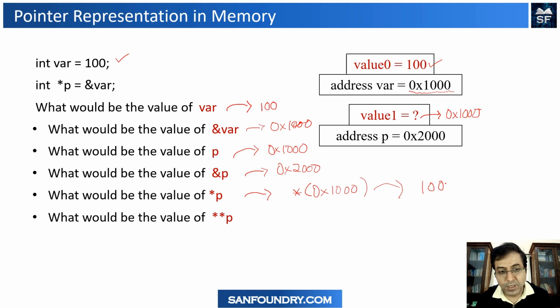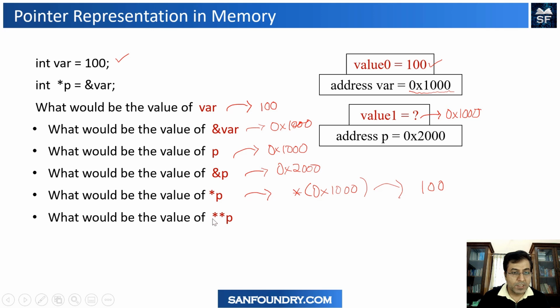And then what's the value of star p? We already know that it's a two level of indirection, so we always read it from right to left. Go into the p. p has the value 1000. The first one says star p, so jump into that and get the value 100. So you got the value 100.